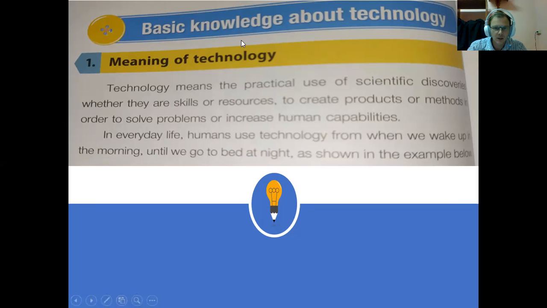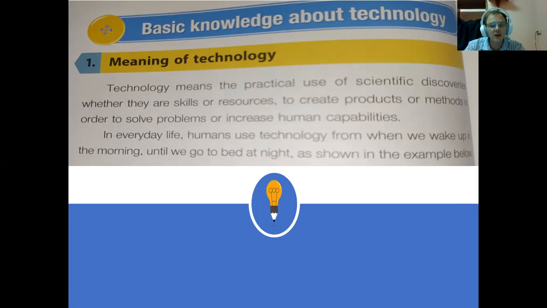Let's just quickly run through what we already did, just to give us an idea of what we are going to do. Firstly, we're going to talk about the basic knowledge of technology. So what is the meaning of technology? Technology means the practical use of scientific discoveries, whether they are skills or resources, to create products or methods in order to solve problems and increase human capabilities. So technology helps us to do things in a faster and better way.